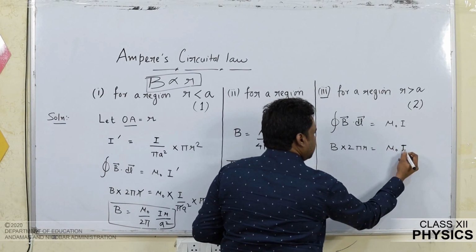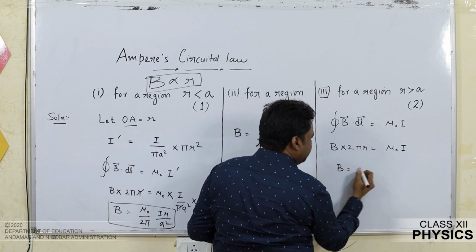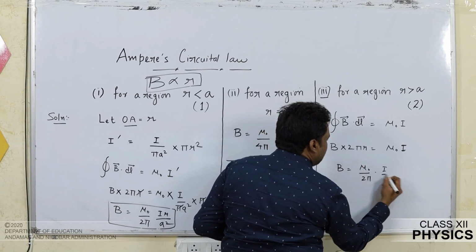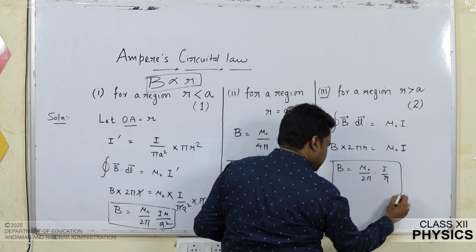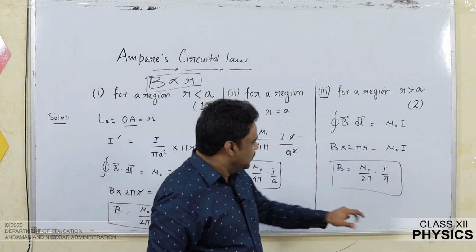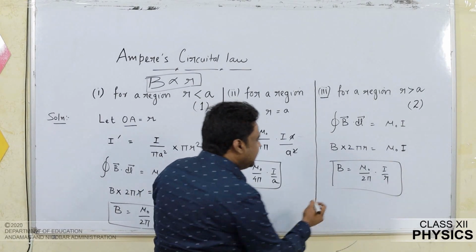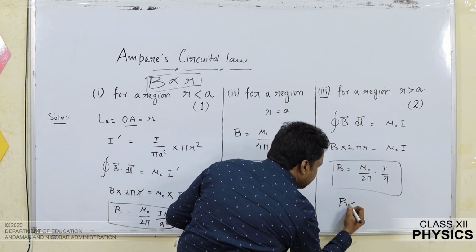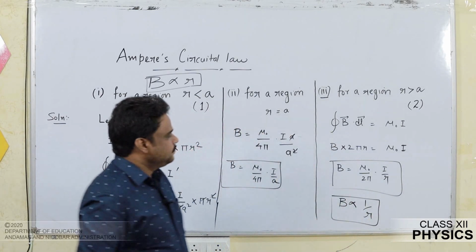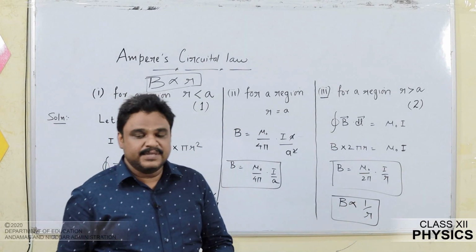So I want B, so B will be mu naught by 2 pi I by r. We are able to see B is equal to, this is the thing we already derived, B is equal to mu naught by 2 pi I by r. So what is the relationship between B and r? You are able to see clearly, B is proportional to 1 by r. So once again I am going to explain the question.